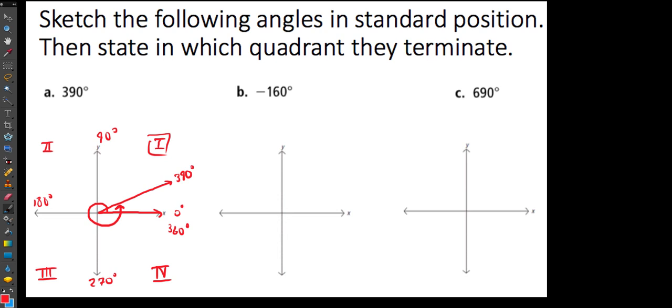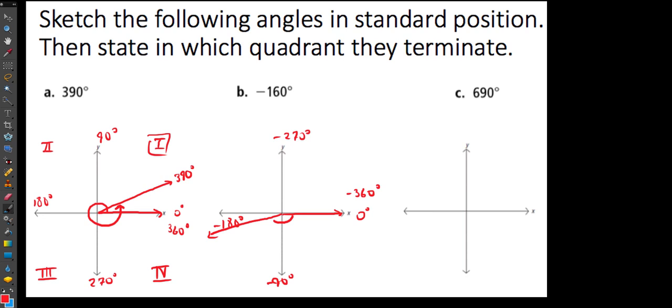How about letter B here? Well, a negative angle. With negative angles, we still start at 0 degrees as our initial side's position, but this time we're rotating in a clockwise fashion. So this is negative 90, negative 180, negative 270, and negative 360. But in this case, negative 160 is almost like 20 degrees shy of negative 180. So we can imagine making a 20-degree angle with the x-axis over here.